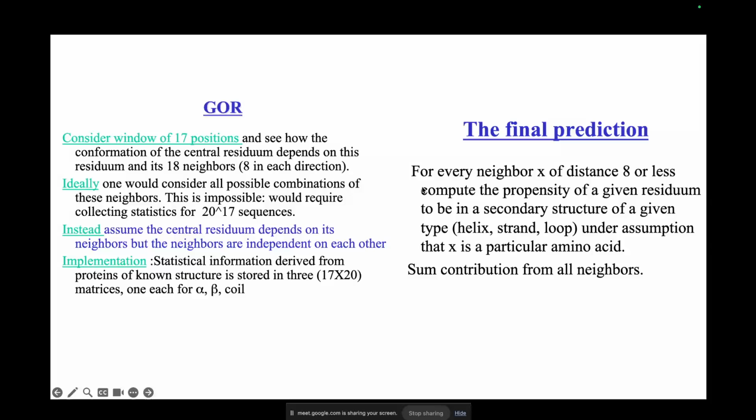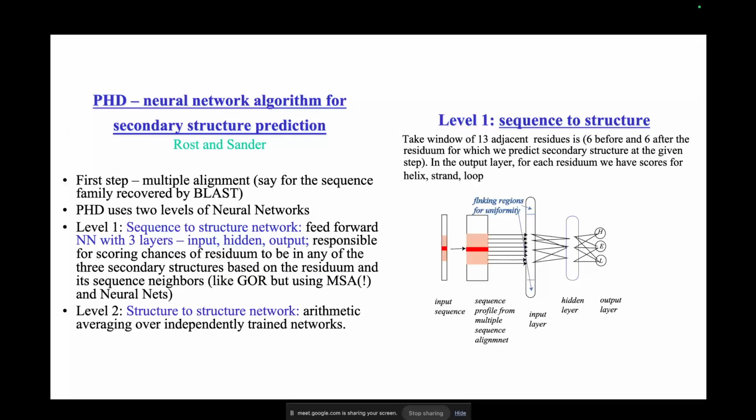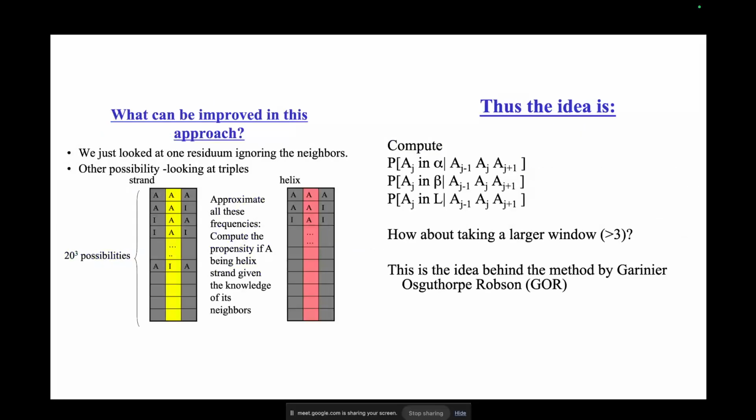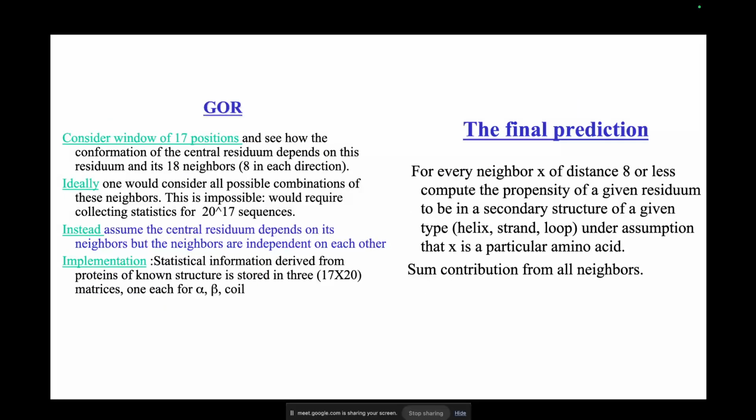Now, for the final prediction, you compute for every neighbor x of distance 8 or less. We compute the propensity of a given residue to be in secondary structure of a given type, helix, strand, or loop, under the assumption that x is a particular amino acid, and you sum the contribution from all neighbors. So till here are basically statistical techniques that are not very difficult to understand and comprehend, why you are doing this kind of thing.